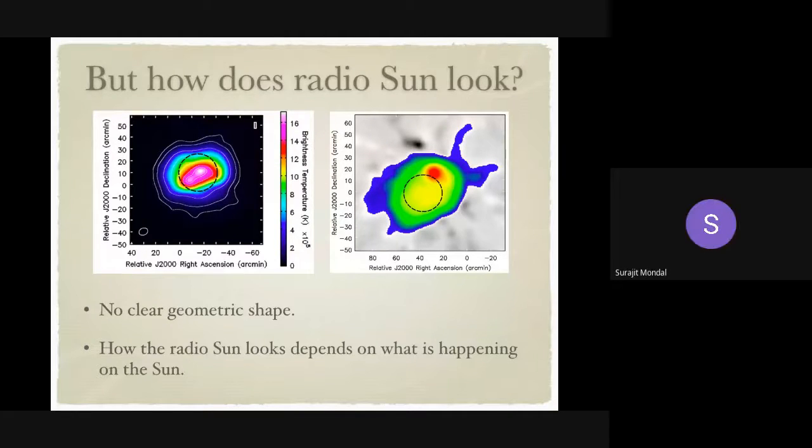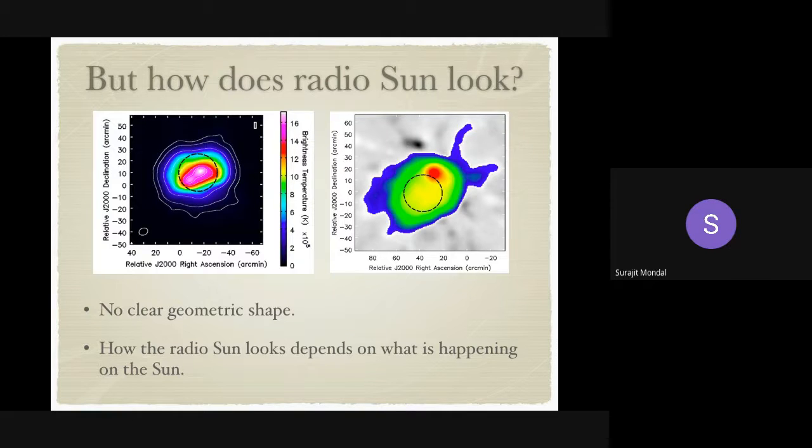Okay. So, two things are evident from this figure. First of all, while the optical sun has a clear geometric shape in general, the radio sun does not have any clear geometric shape. Secondly, the radio sun is much larger than that of the optical disk.